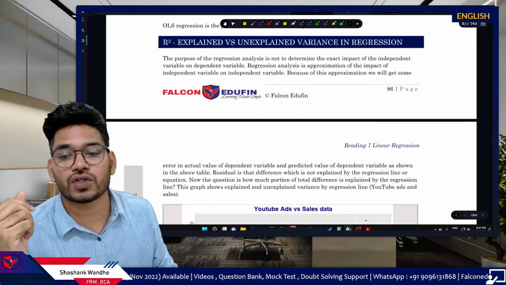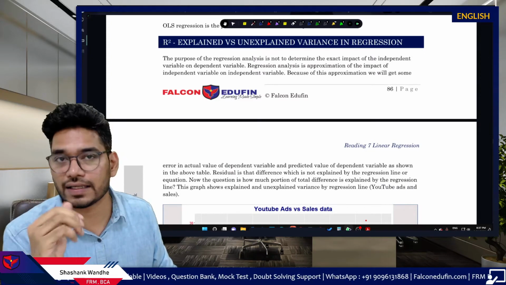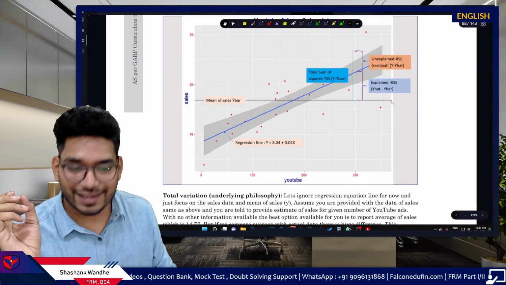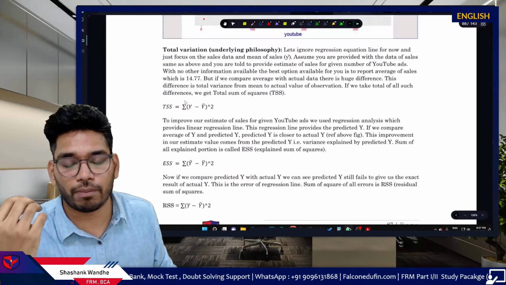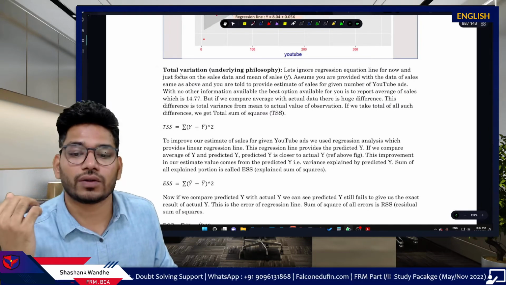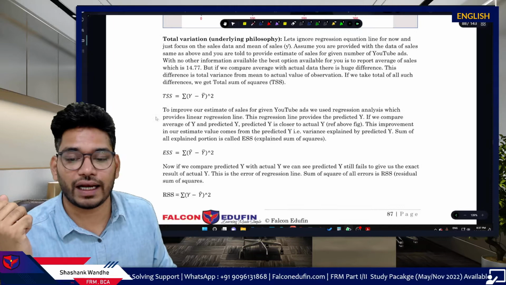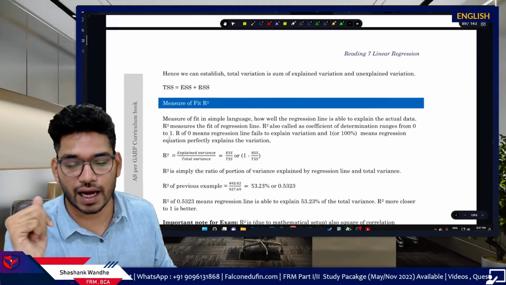Next is the most important area again in this chapter, which is the R square, the explained versus the unexplained variance in the regression. So this is kind of important for the understanding perspective, but not very important from the exam perspective. Okay, so this is the important area. So total variance is TSS, ESS, RSS. Understand what is the difference between TSS, ESS, and the RSS.